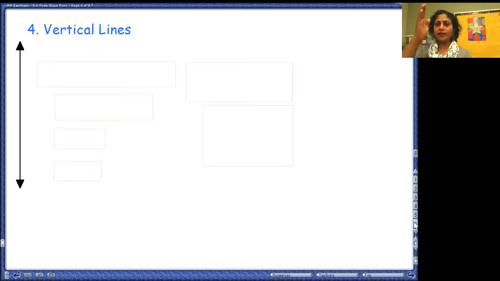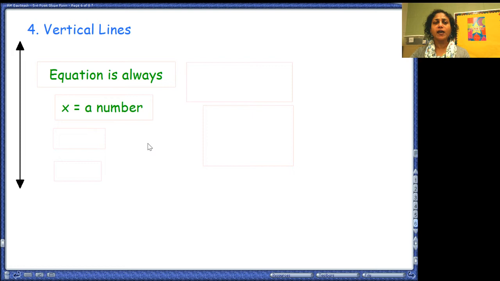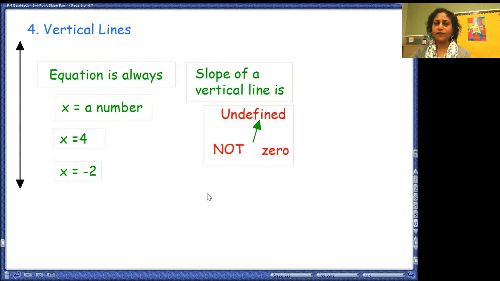A vertical line is what goes from up to down, and the equation of a vertical line is always going to be x equal to some number. For example, x is equal to 4 or x is equal to -2, and the slope of a vertical line is undefined. That's because when you have a vertical line, the run is 0. You're not going to the left or the right, so the run is 0, which makes the slope undefined. The slope is not 0, it is undefined.